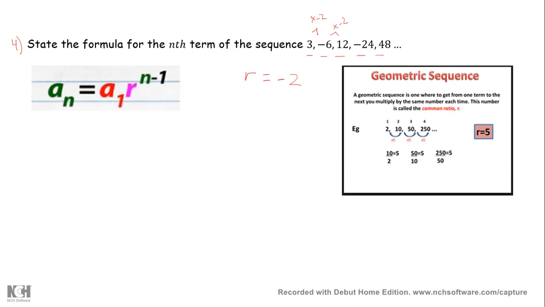Now you can see here on your reference sheet that formula is there, and we're looking for a sub n. A sub 1 is the first term, so in this case that's a 3. The common ratio we just said was negative 2, and that's just raised to the n minus 1 power. If I wanted to find the 5th or the 6th or the 7th term, I would just replace the n with that number.